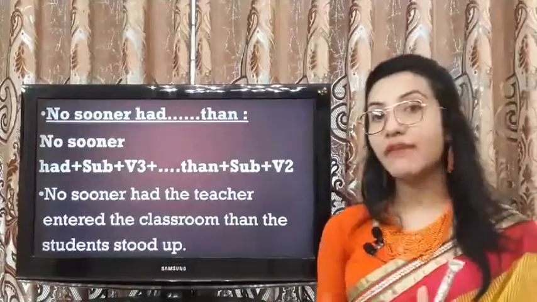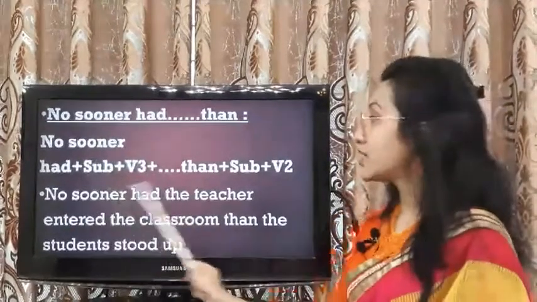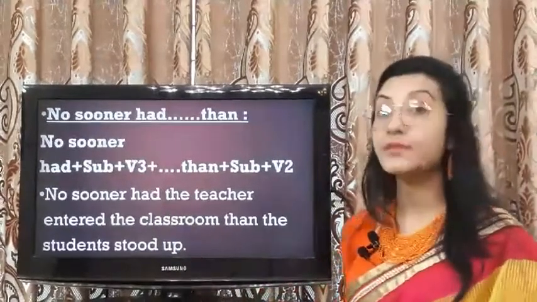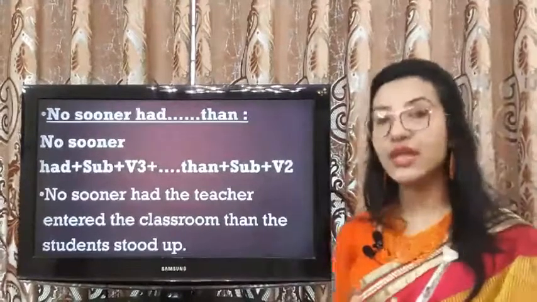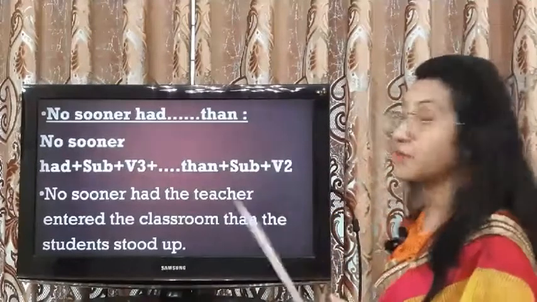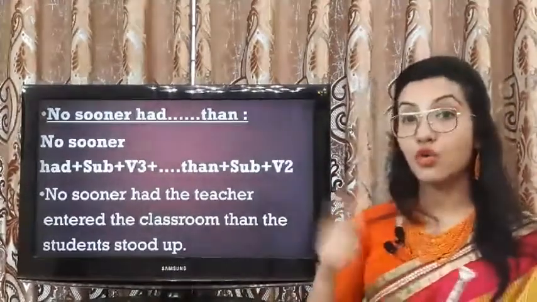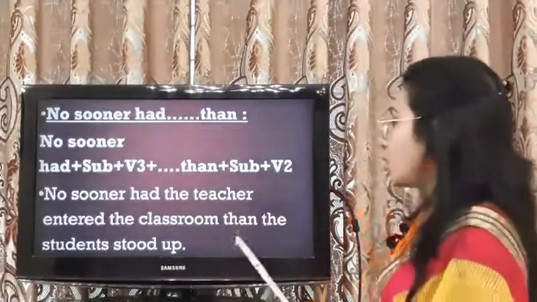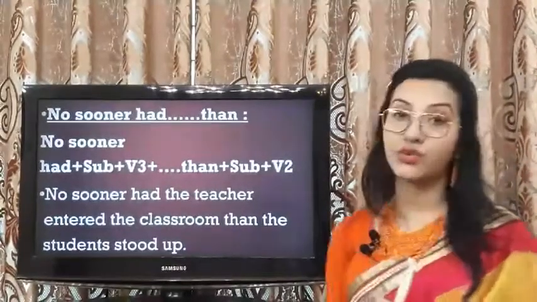So if you have no sooner had and then you get a subject and V3, past participle form, then if you see again subject plus V2, so what will you do immediately? You are going to put no sooner had. For example, no sooner had the teacher entered the classroom than the students stood up.